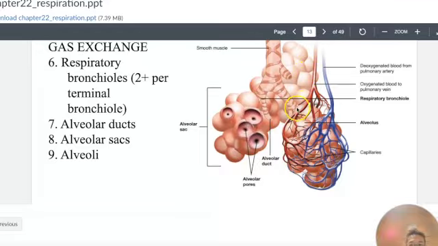Again, there are arteries and veins attached to it, capillaries. Only one blood vessel can go through, so about one red blood cell at a time. And that's where the exchange happens.